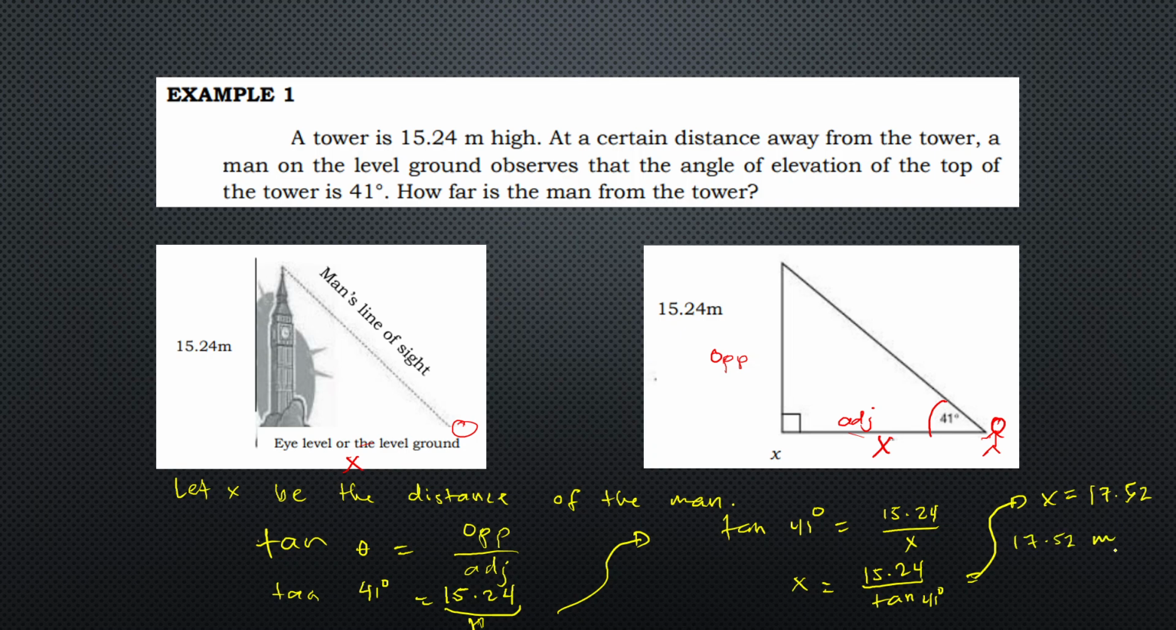Okay, so then we say 17.52 meters is the distance of the man from the tower. Okay? So again, we use tangent because the given are the legs, opposite and adjacent. Then we simply substitute the values that we gathered from the data, and do a short mathematical computation. You may use your calculator. And then you have the final answer, 17.52 meters.